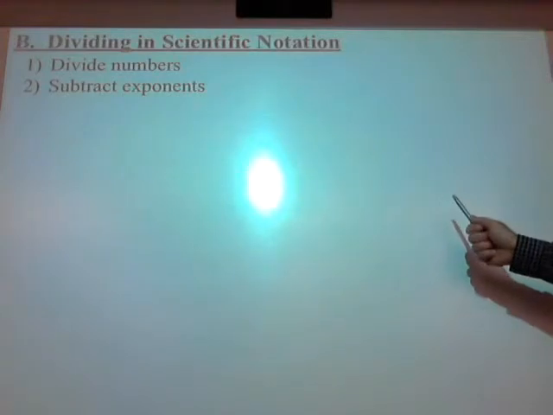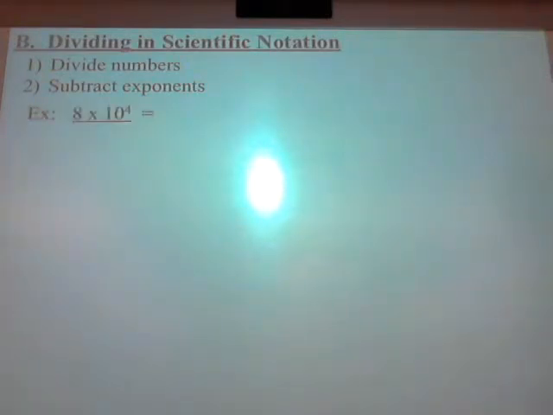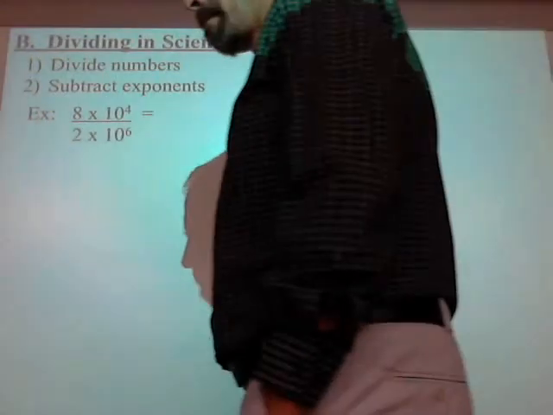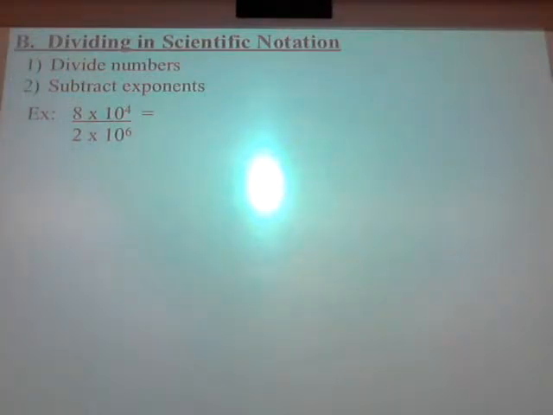First example. Ready? 8 times 10 to the 4th divided by 2 times 10 to the 6th. Do not need a calculator. Bet everybody gets this one right. I hope everyone gets this one right.